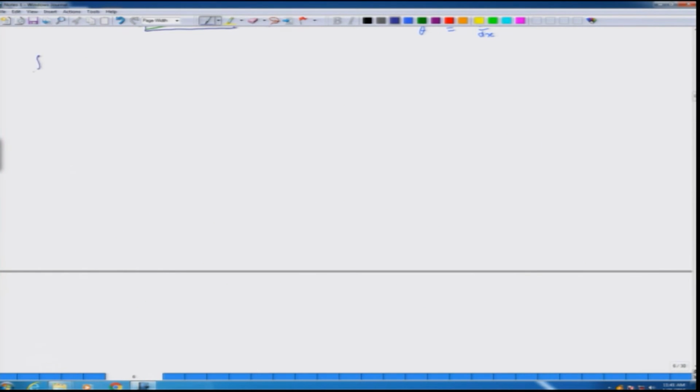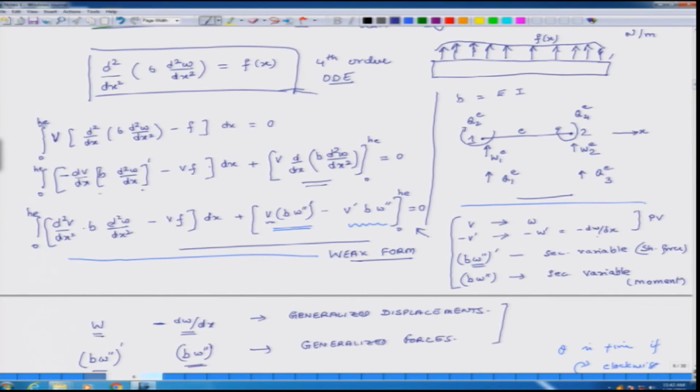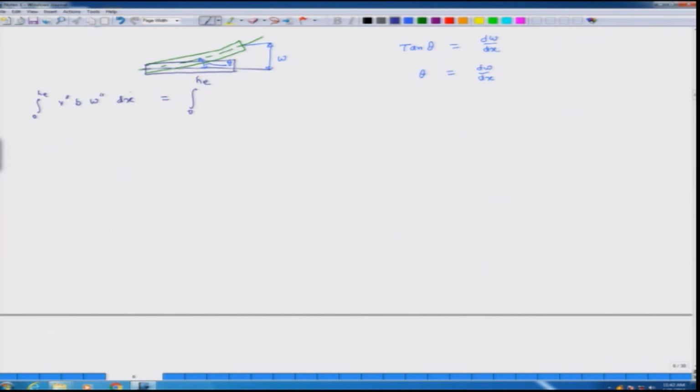So, my weak form equation is the integral of v double prime b w double prime dx, and all other terms I am taking to the right side, 0 to he. One thing I did not do, which I should have done, because I am integrating it over an element and this is the local coordinate system: this x should have been x bar. So everywhere you may want to replace this x by x bar. Okay. This is important. So, 0 to he.